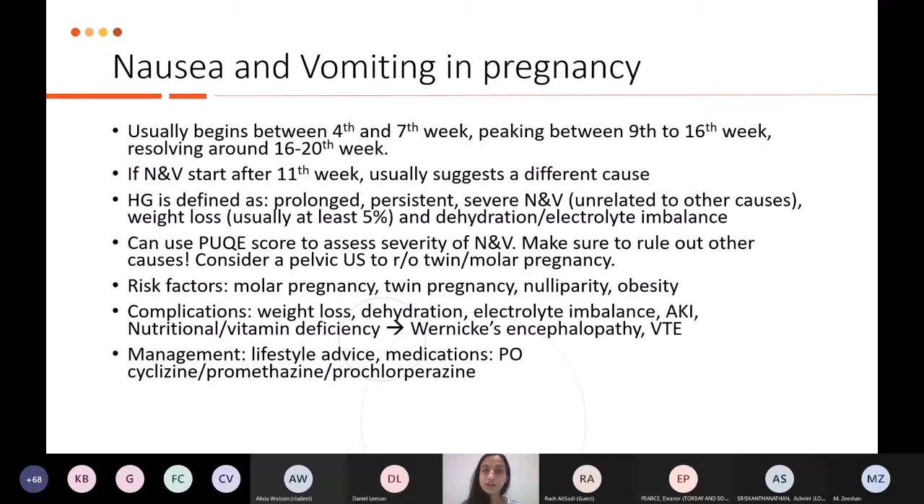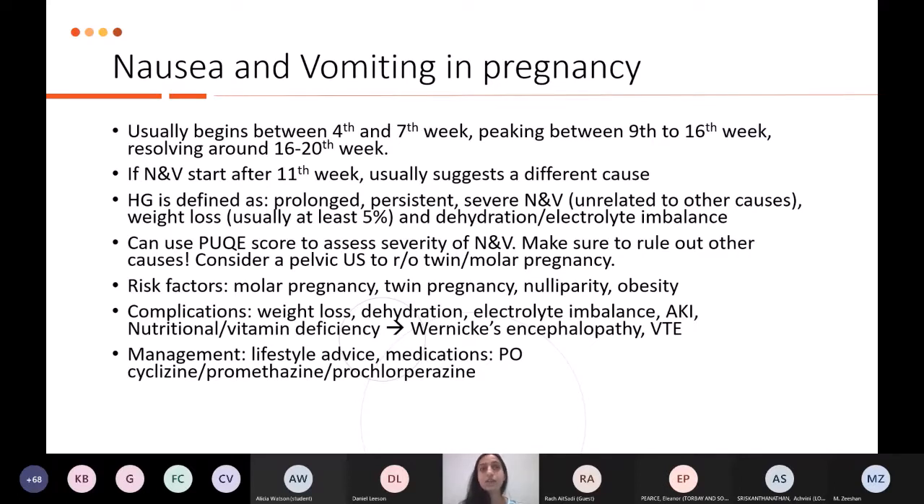In terms of diagnosing hyperemesis, the definition is basically prolonged, persistent, severe nausea and vomiting that's not related to any other cause. You would get some weight loss, so we say at least 5%. So this woman, her booking weight was 50 and she'd lost 3 kilograms, so that's more than 5%. And you would expect to see electrolyte imbalance because they're so dehydrated.